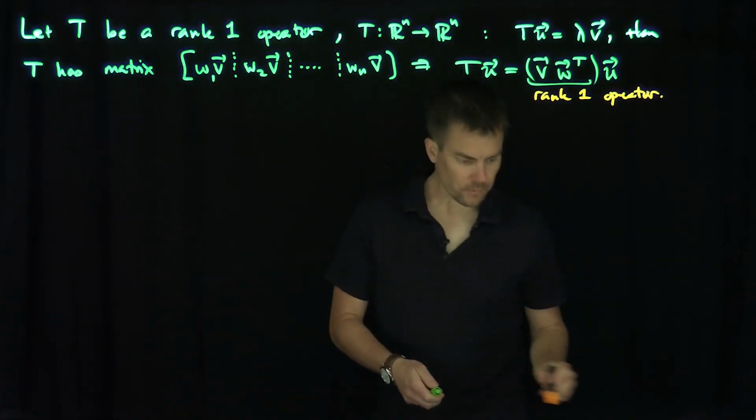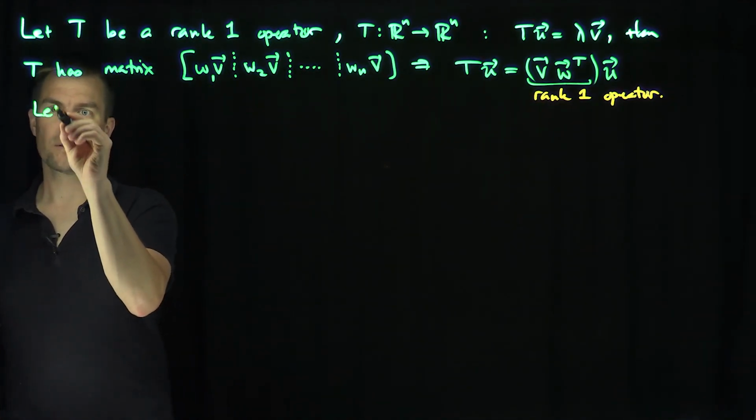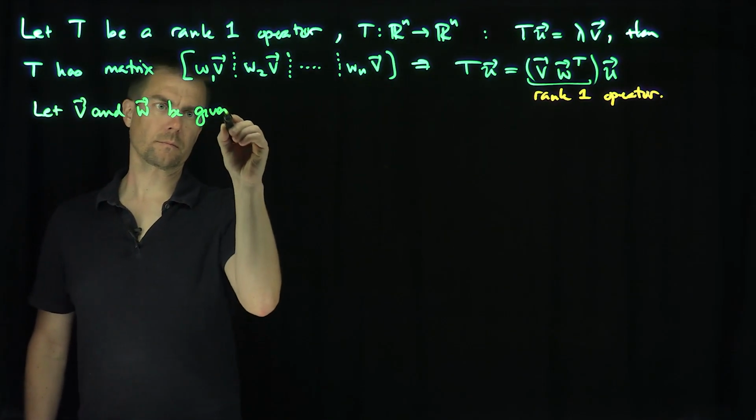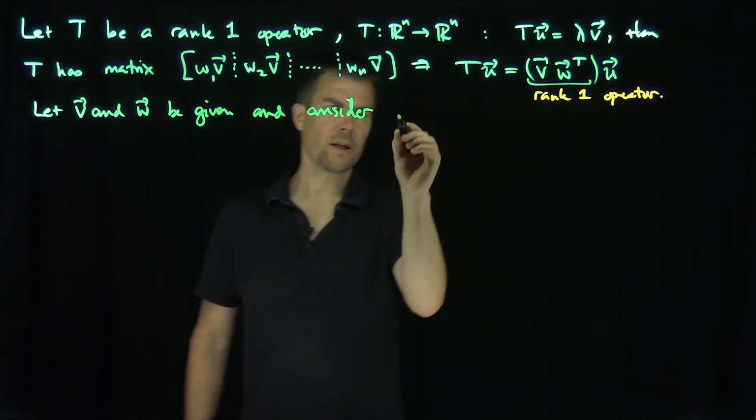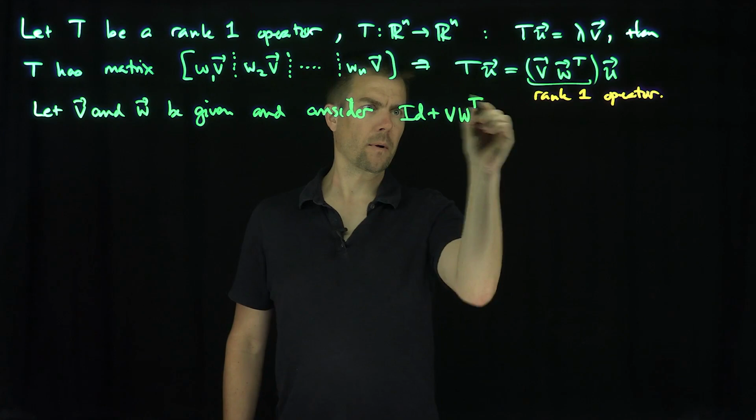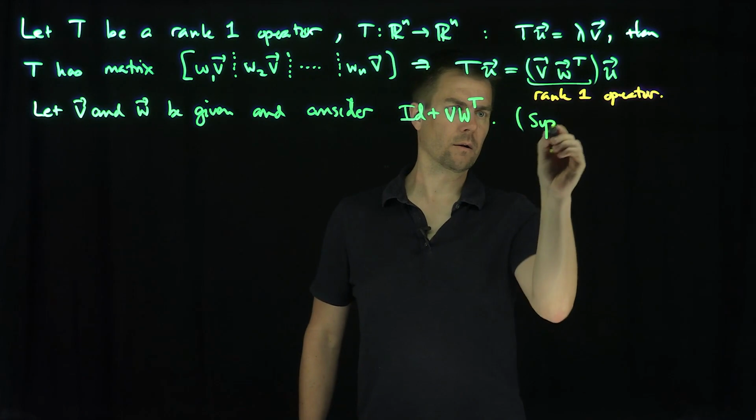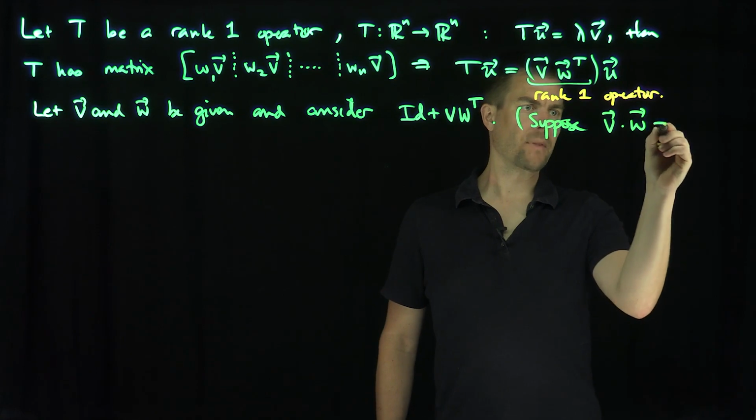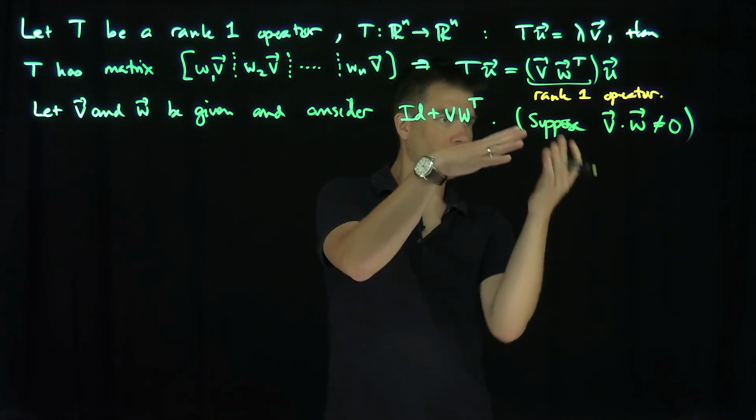Okay, great. And so now let's consider the identity plus this rank 1 operator. So let v and w be given, and consider the identity plus v and then w transpose, like that. And let's assume temporarily we can eliminate this restriction. Suppose that v dot w is not equal to 0. They're not perpendicular. So in other words, v is not in the orthogonal complement of the span of w, right?